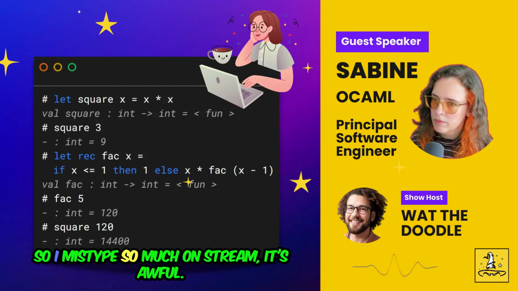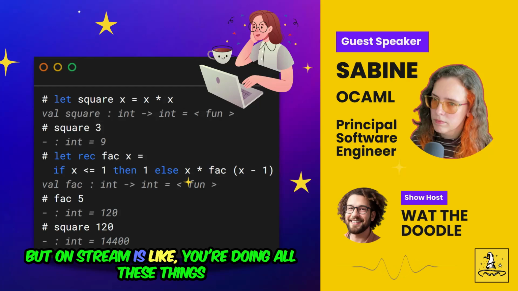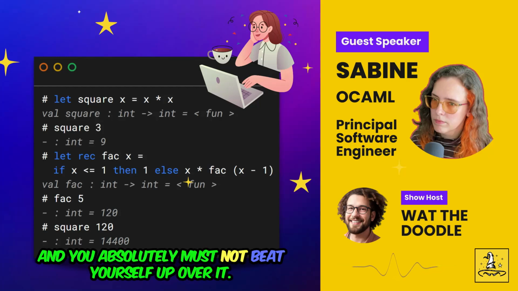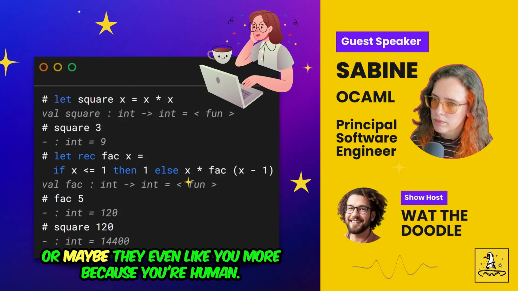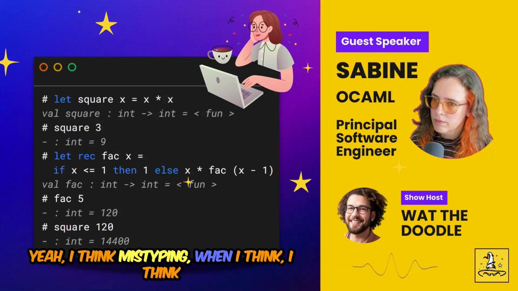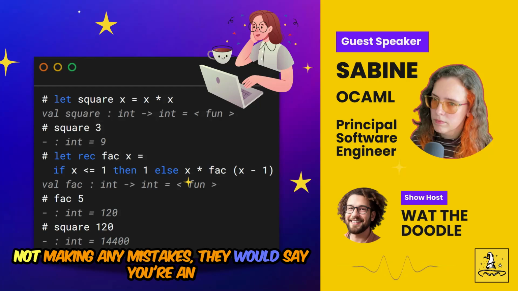I mistype so much on stream. It's awful. In real life, I mistype so much less. But on stream, you're doing all these things at the same time, and it's awfully hard at first. And you absolutely must not beat yourself up over it. You just say, okay, it is what it is, and people still like you even if you mistype or do something goofy, or maybe they even like you more because you're human. I think mistyping is natural. If you started not making any mistakes, they would say you're an AI basically.